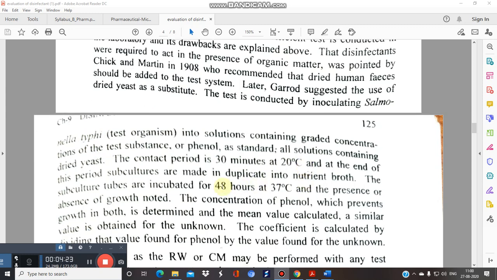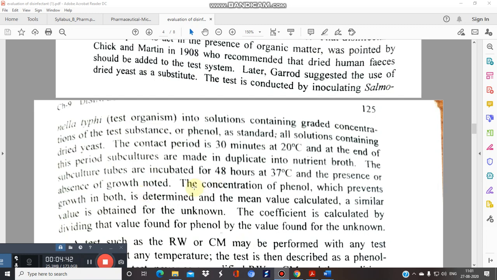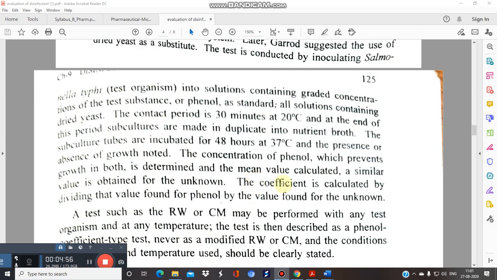And we will do the subculturing, which should be incubated at 37 degrees Celsius for 48 hours. We will observe whether growth is present or not, like in the case of the Rideal-Walker test. The concentration of phenol which prevents growth in both is determined, and the mean value is calculated. A similar value is observed for the unknown, or test, disinfectant.